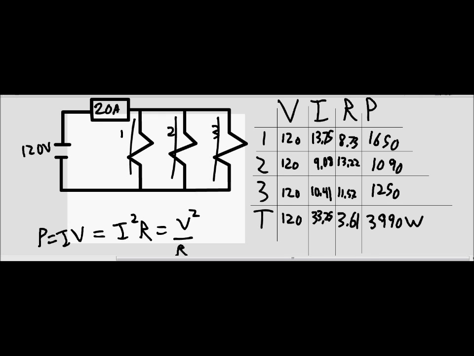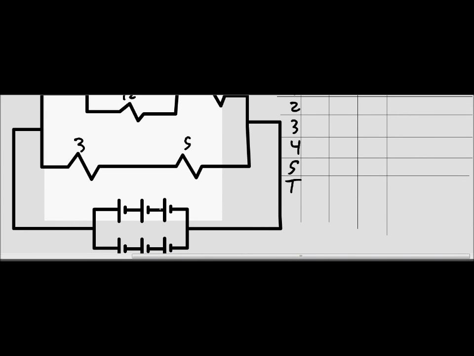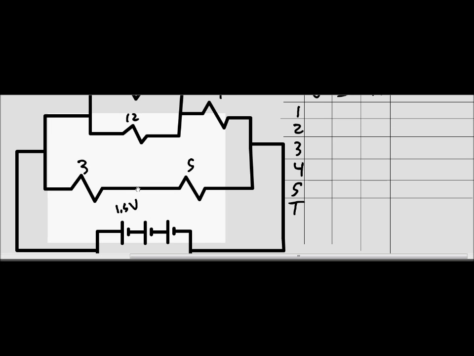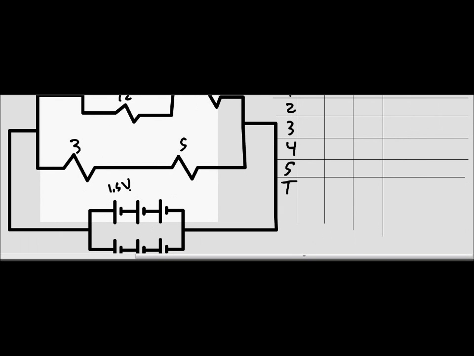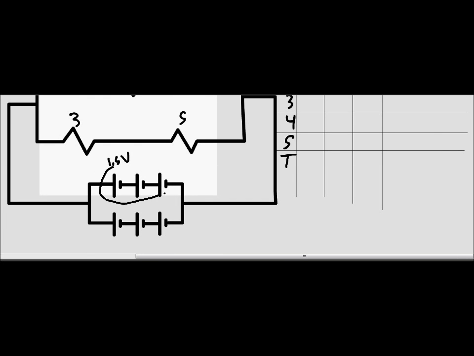Alright, so now we just have the last problem, so we're going to just keep on going. And now for number 10, we are given this circuit that has 6 batteries wired up like this, and each of these individual batteries has 1.5 volts. And what we're supposed to do is find the current supplied by each one of these individual batteries.